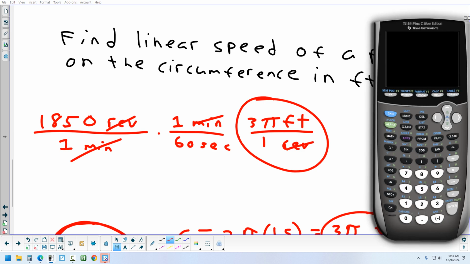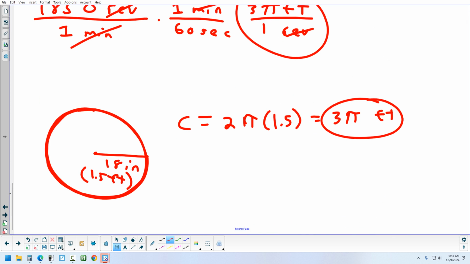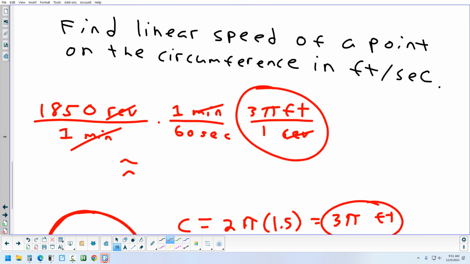I would normally tell you what you could round to. I didn't in this one. I just say round to 2 decimal places. So 1850 times 3 pi. Just like when we're doing conversions that we need pi, use the pi button. And order of operations will handle all that fine. Okay, you can type that all in. You don't need any parentheses the way I did it. And you get a speed of 290.6 feet per second. Let's put that up here.